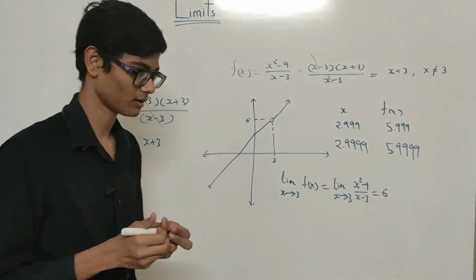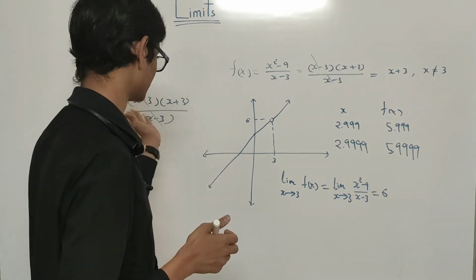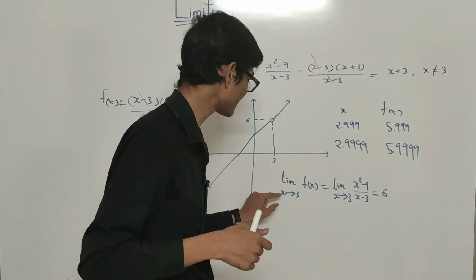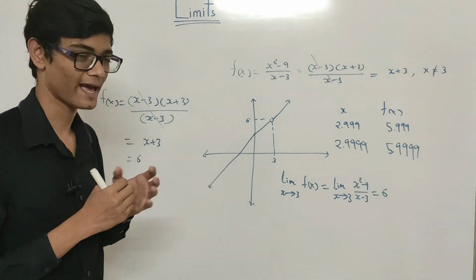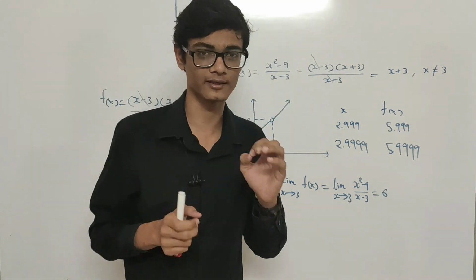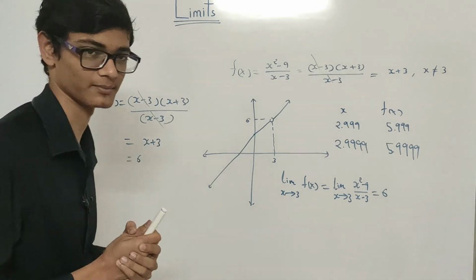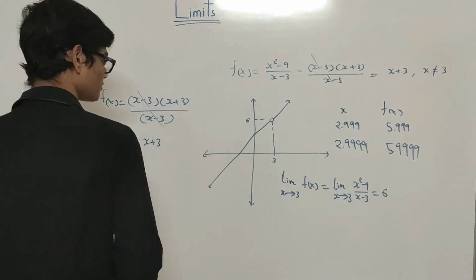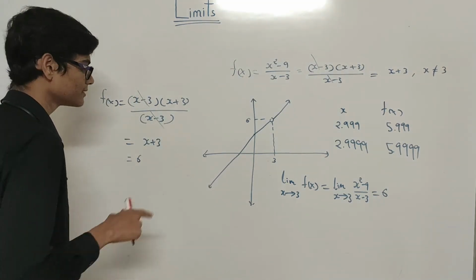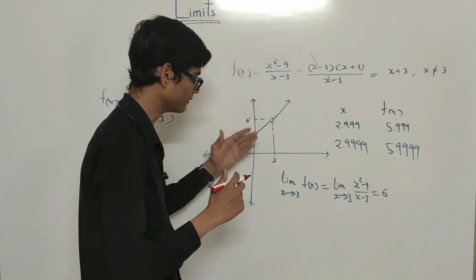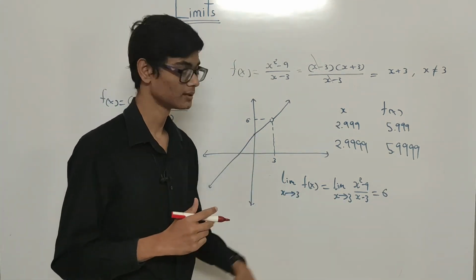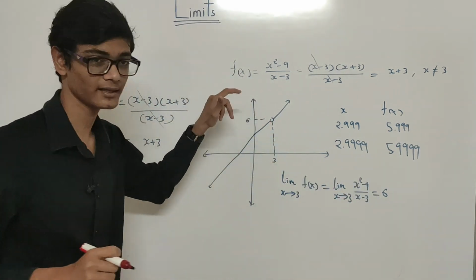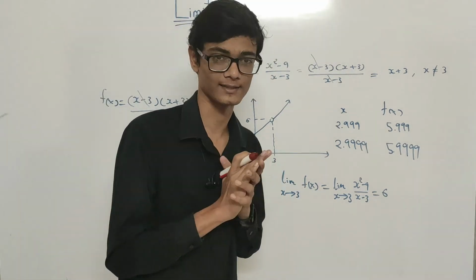Now the question is, why did we divide x minus 3 by x minus 3? We cannot divide if it is 0. But the thing is, x is not exactly 3. x is very close to 3, not exactly 3. So we can divide x minus 3 by x minus 3. So this is the example that the limit of the function exists, but the function itself at x equal to 3 does not exist.